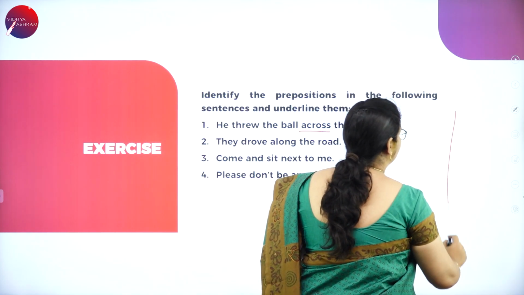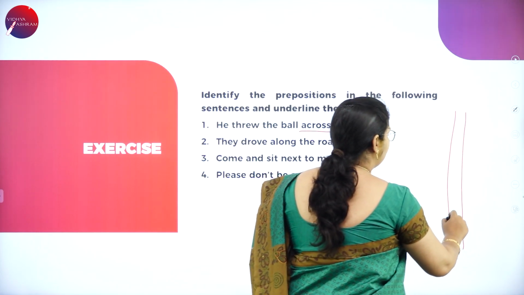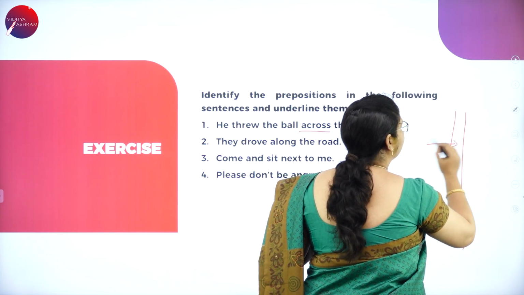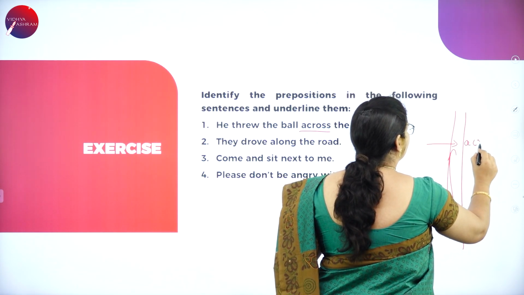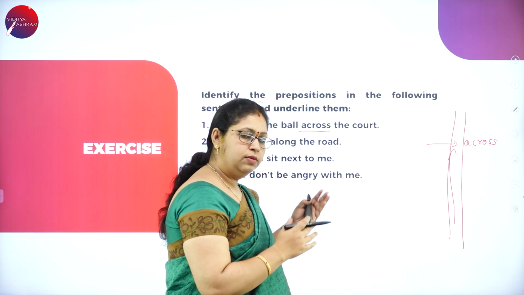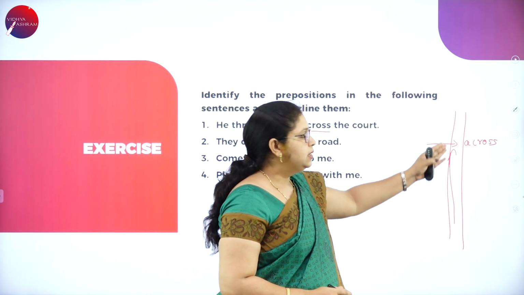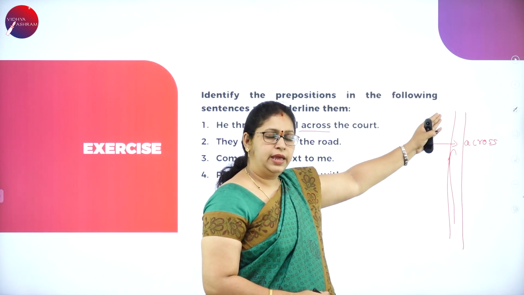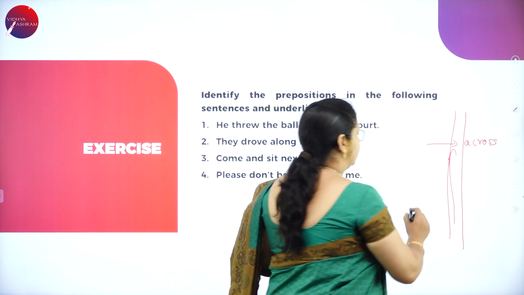If this is the road, this is along the road and this is across the road. Okay, so we use across when it is the distance particular. We use along for the direction which is the same. So here the road has the same direction, one single direction. There we use along.